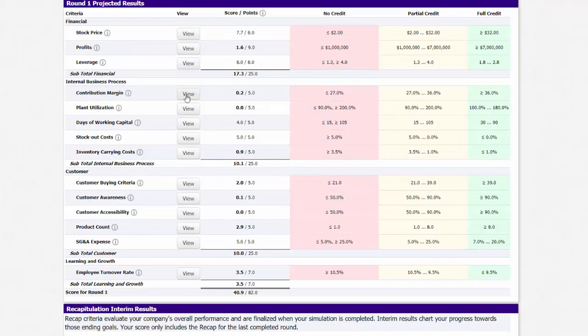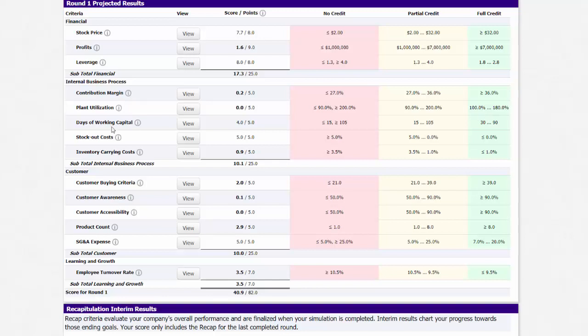Under internal business process, we have contribution margin, plant utilization, days of working capital, stockout costs, and inventory carrying costs. For contribution margin, you receive no credit if your contribution margin is under 27%, partial credit if it's between 27 and 36%, and full credit if it is above 36%. Plant utilization, you receive no credit if it's below 90% or equal to 200%. You receive partial credit if it's between 90 and 200%, and you'll receive full credit for plant utilization between 100 and 180%.